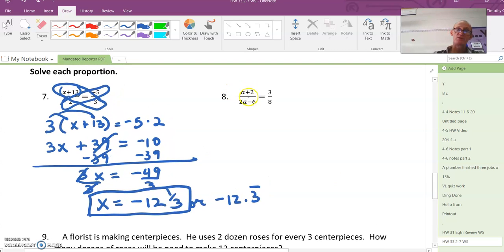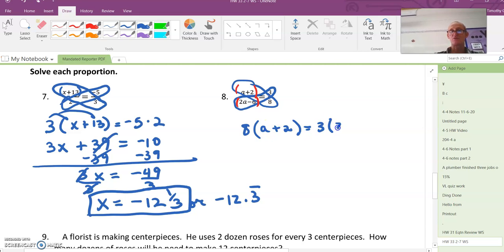Okay, moving on to number 8, we get, oh, don't forget, whoops, I've got a group here and another group here. All right, and this is going to give us an equation that looks like this. 8 times a plus 2 is equal to 3 times 2a minus 6. I distribute the 8 and I get 8a plus 16 is equal to 6a minus 18.